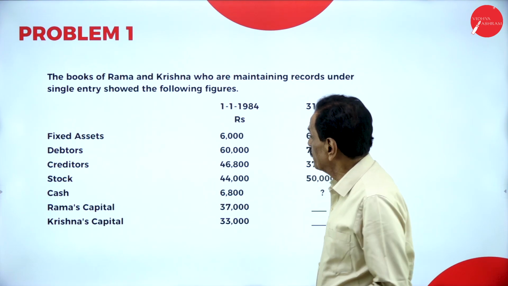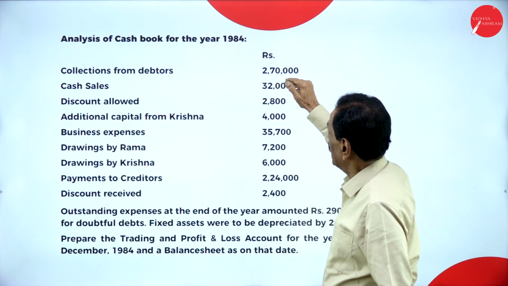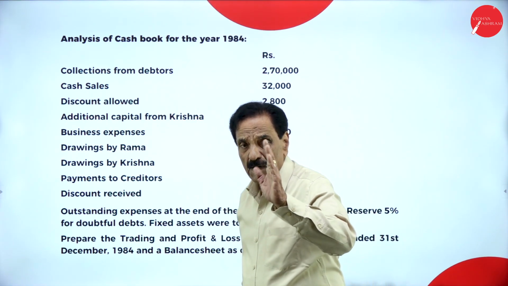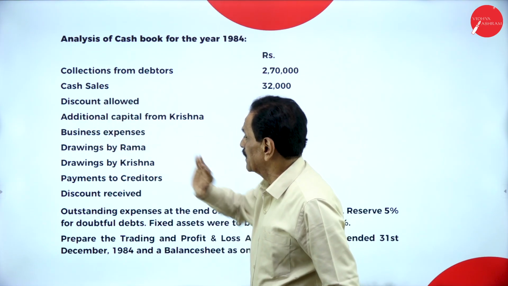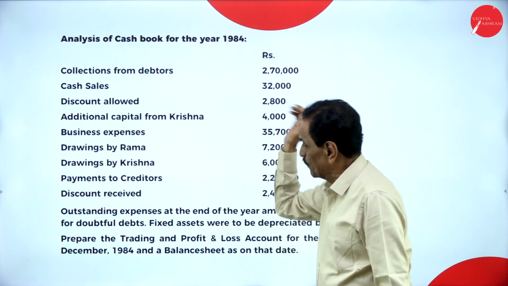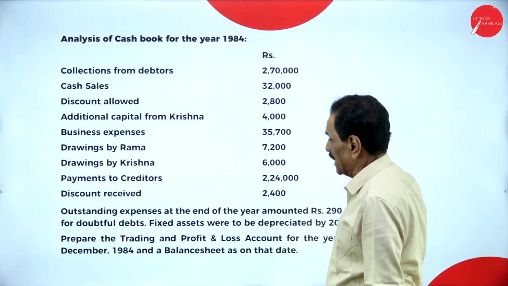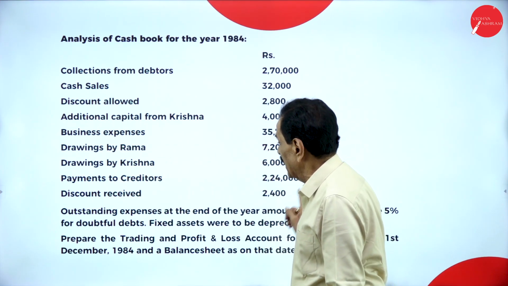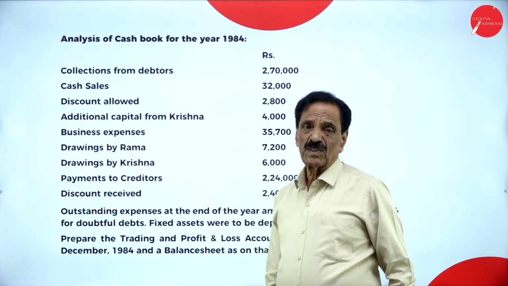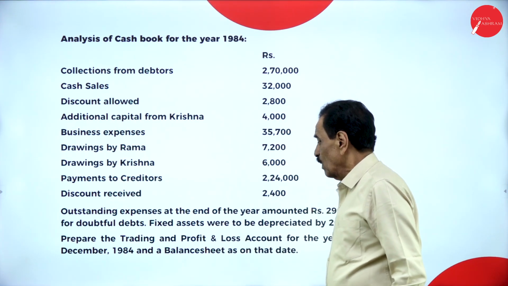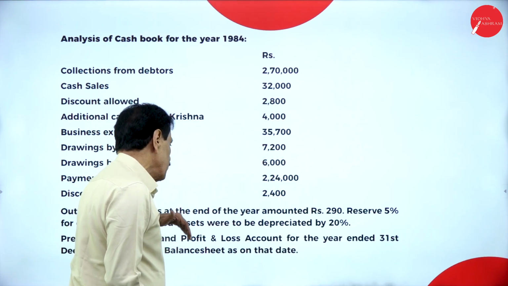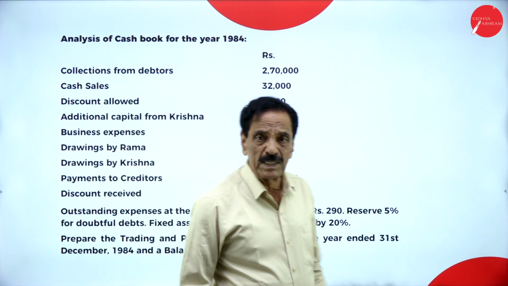One, then analysis of cash book means you have to prepare the cash book. So collection from debtor will come on the debit side, cash sale will come on the debit side, discount allowed won't come, additional capital from Krishna I have put on the debit side, business expenses credit side, drawing by Rama credit side, drawing by Krishna credit side, paid to creditor credit side, discount received won't come because it's a non-cash item. Outstanding expense at the end of the year is 290, reserve for bad debts 5%, fixed asset to be depreciated by 20%.